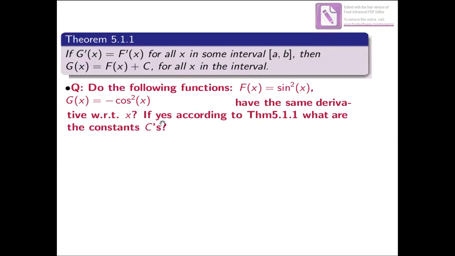So here we have another question. Do the following functions, f of x is equal to sine squared x and g of x is equal to minus cosine squared x, have the same derivative with respect to x? So we need to differentiate g of x, we need to differentiate f of x and compare their derivatives. If yes, according to theorem 5.1, what is the constant c? So if they have the same derivative, we need to find what is the constant c.